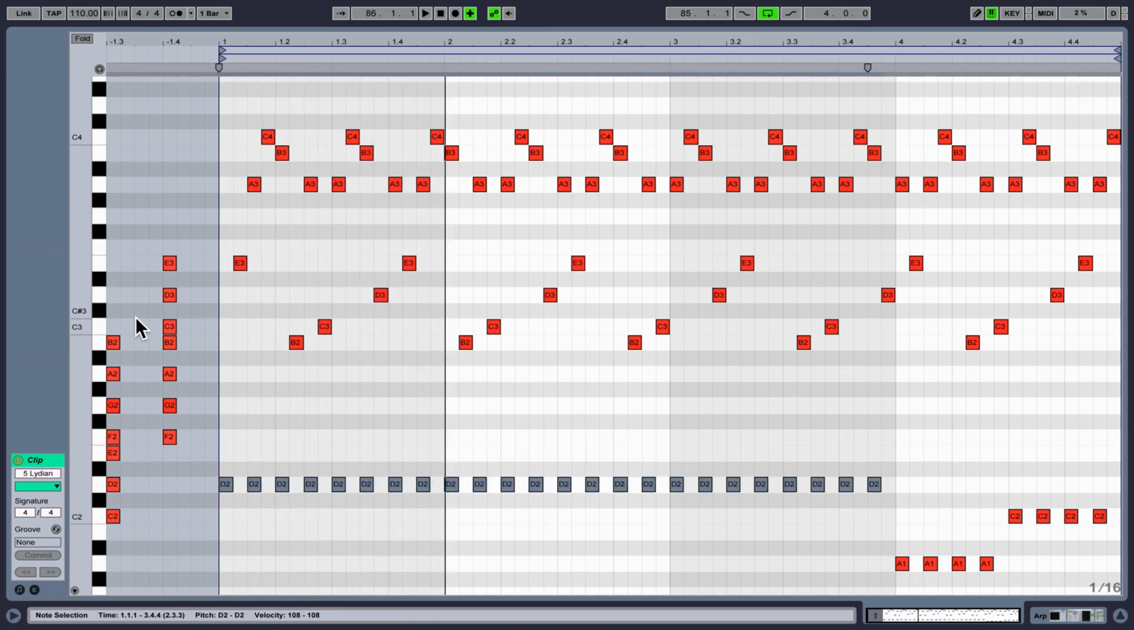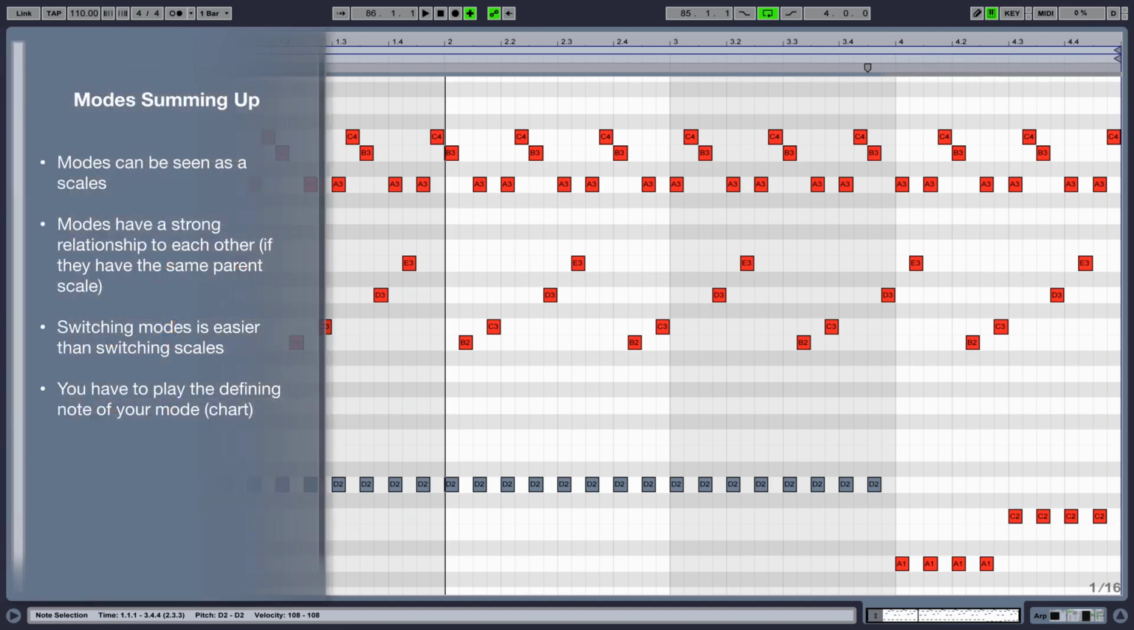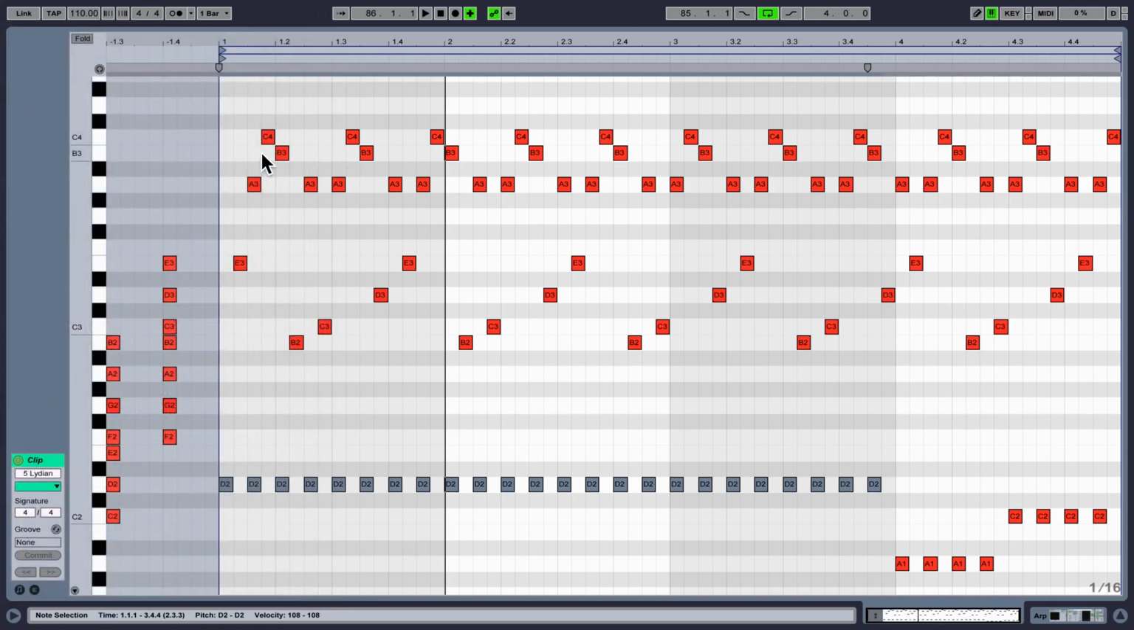If you're switching scales, it might not be that easy. Also, another takeaway from our modes is we have to make sure we're actually playing the crucial note, the defining note of our mode. For D Dorian as well as for F Lydian, this was B in this case. So make sure that note plays a rather important role in your melody.